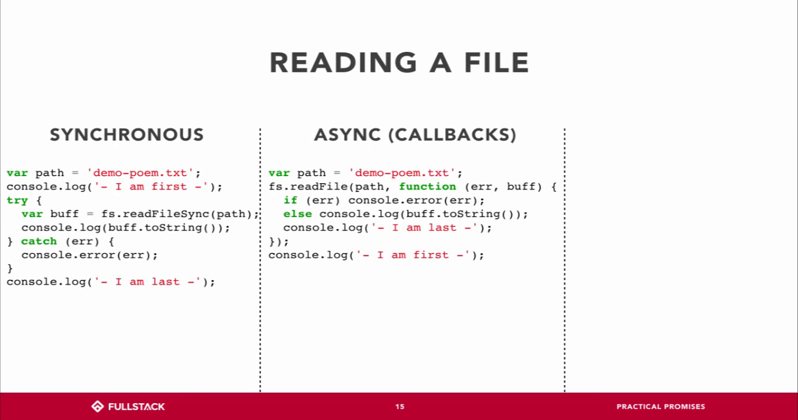And if there's an error reading the file, your callback, and this is a very common pattern, gets the first parameter as an error, and the second parameter is your result.